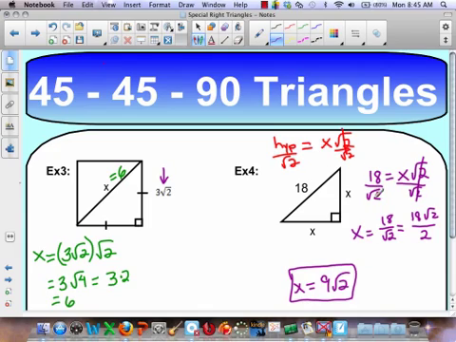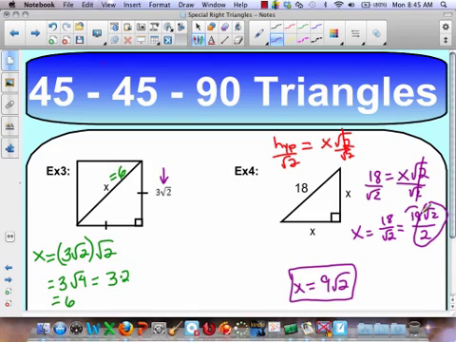And that's because you're dividing by root 2. So remember, we took 18, and we're really multiplying 18 by root 2 over 2. So you're taking half the hypotenuse and then multiplying by root 2.